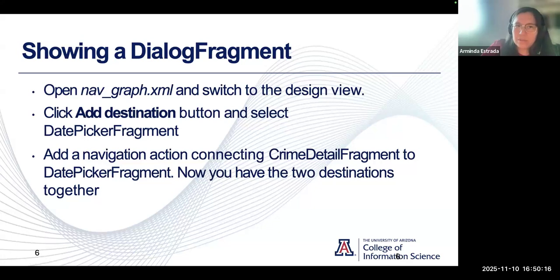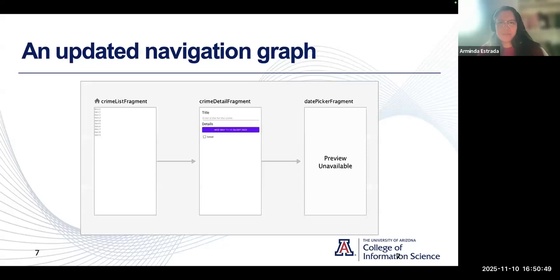So how do we show a dialog fragment? Well, we have to open up the nav graph XML and switch to the design view. We're going to click the Add Destination button and select the date picker fragment, and then add a new navigation action connecting the detail fragment to the date picker, and then now you have two destinations. Remember that little button to add one of these screens? That's where we're going to be clicking, the same little rectangle with the plus button, and then clicking on the date picker fragment. Okay, and so we're going to have three things: the crime list, the crime detail fragment, and the date picker fragment.